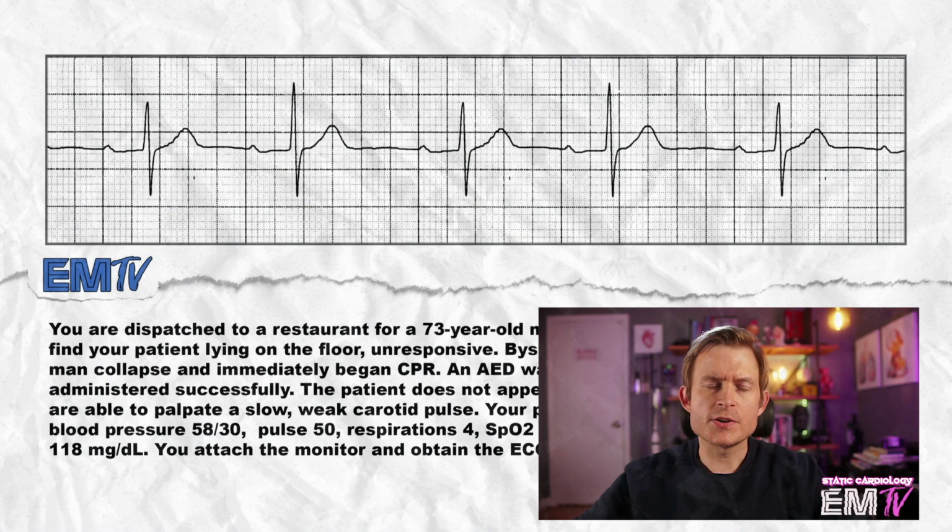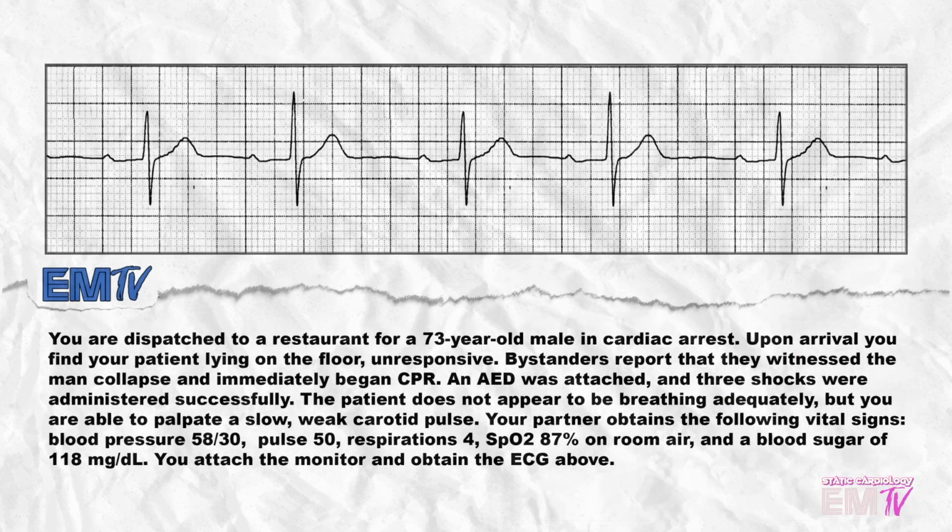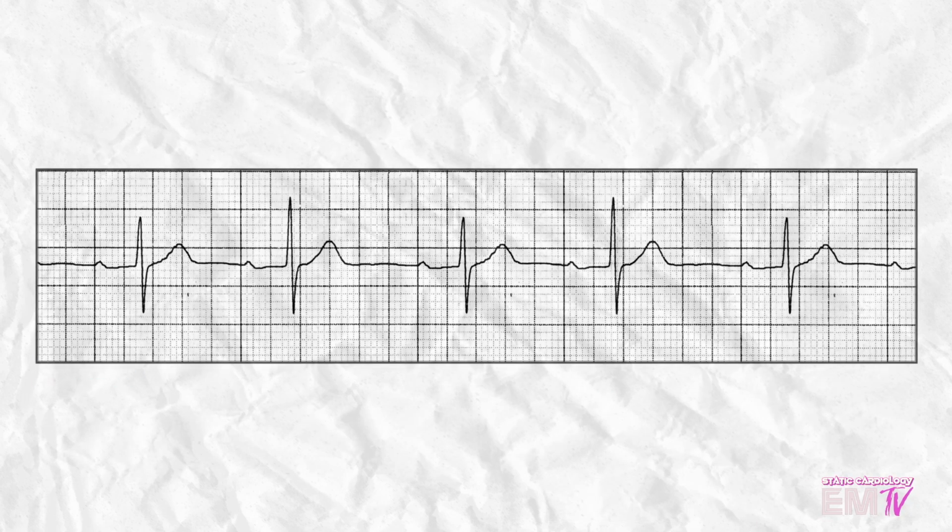Now the rhythm presented here is actually very subtle, and it's often missed. Let's go ahead and take a look at it in a little bit closer detail. Now the first thing I do when I'm identifying a rhythm is I count the rate. I'm counting 5 QRS complexes. I then like to identify the PR interval.